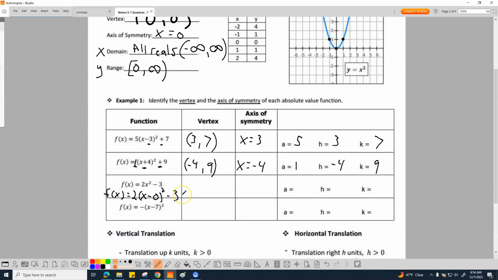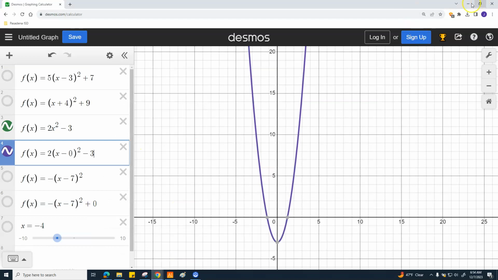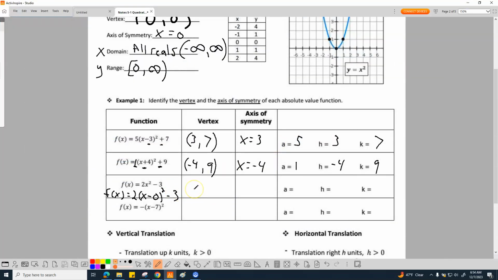So in this case, I have my vertex as, let's look. Let's make sure I got this right before just telling you crazy stuff. My vertex is going to be 0, and hopefully you can see why it's 0. There's nothing there. And then my -3 is going to be the K part of it. My axis of symmetry is X equals 0. My A is 2. My H, of course, is 0, and my K is -3.